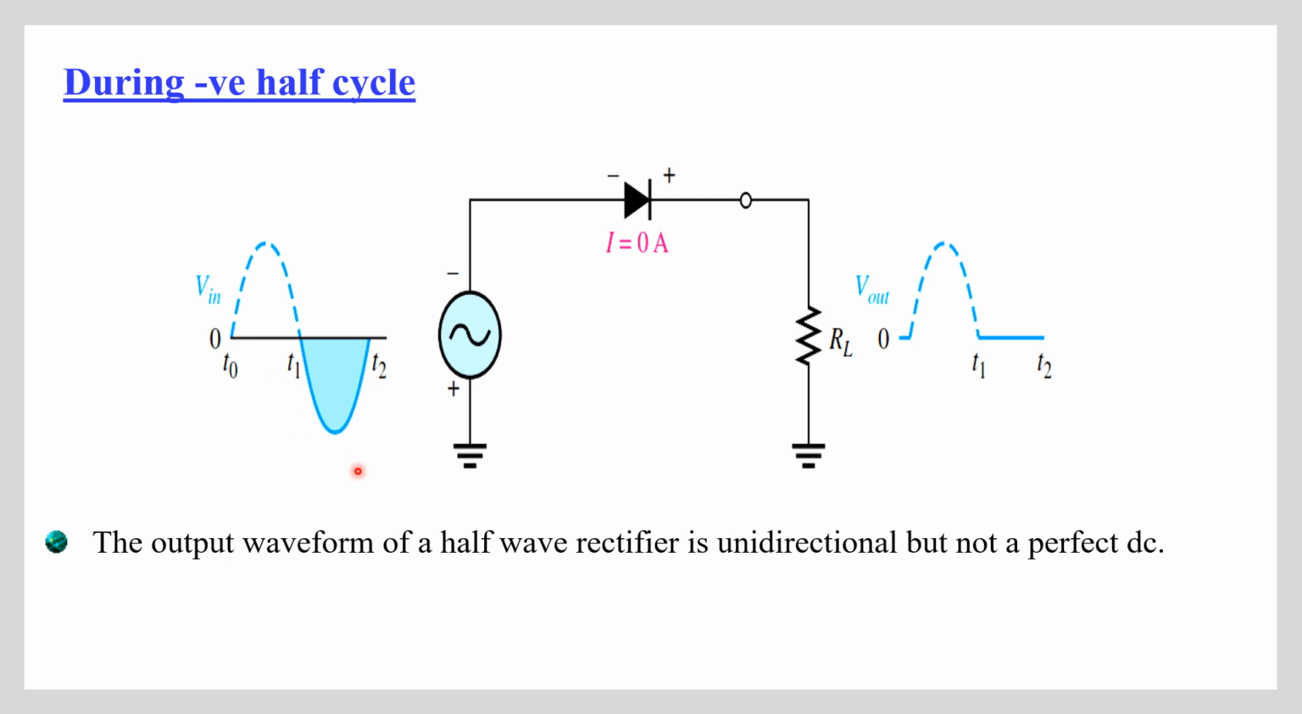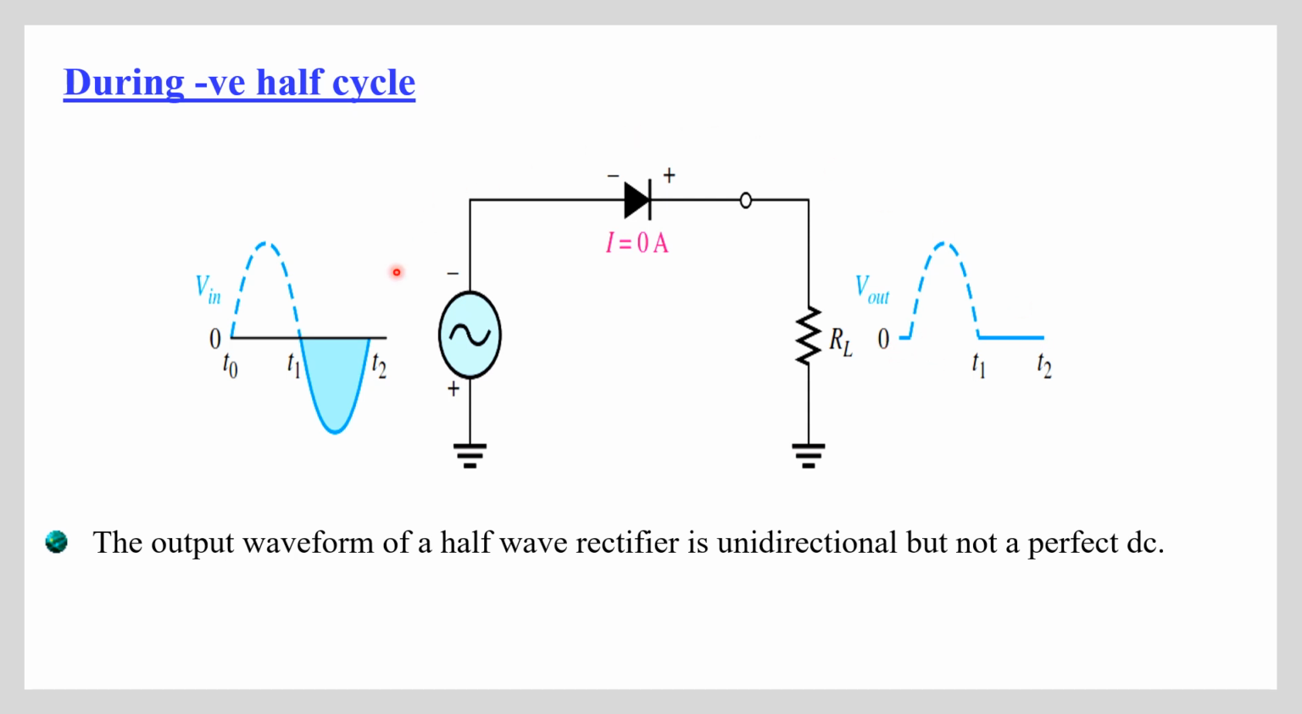When the input voltage goes negative during the second half of the cycle, the diode is reverse biased and there is no current, so I equals 0. The diode becomes reverse biased: the anode is at negative voltage and the cathode is positive, like an open switch. So there is no current, the voltage across the load resistance is 0, and there is no output.